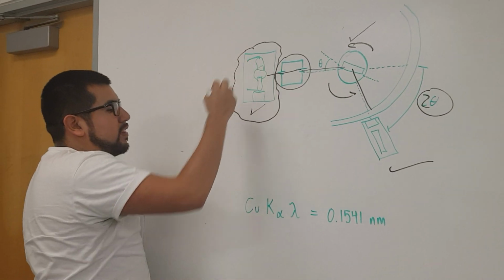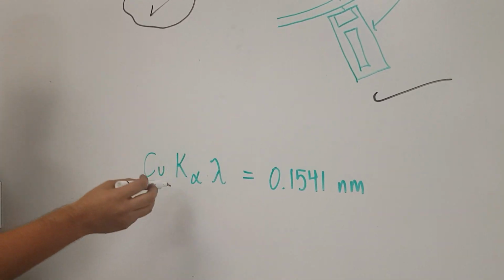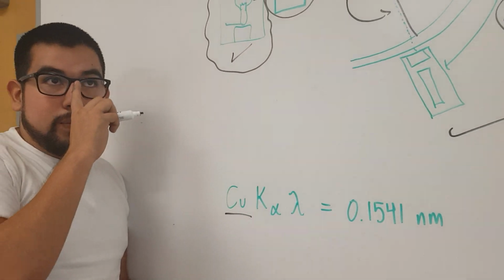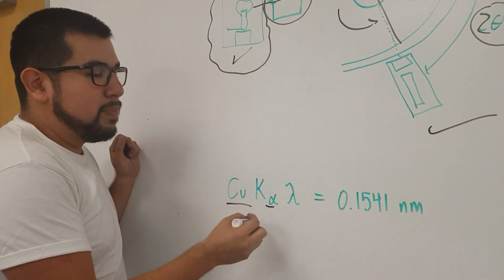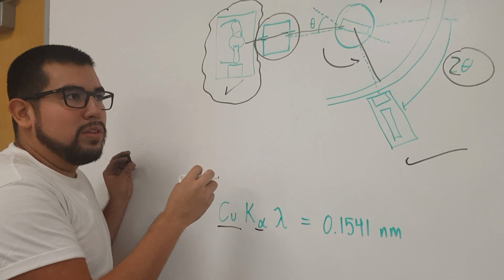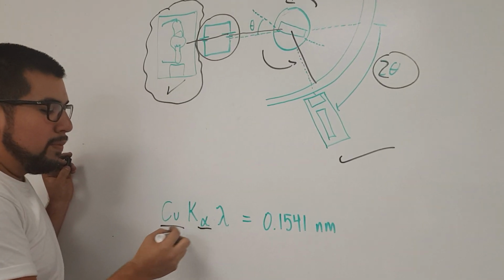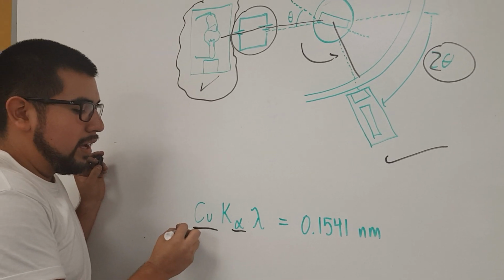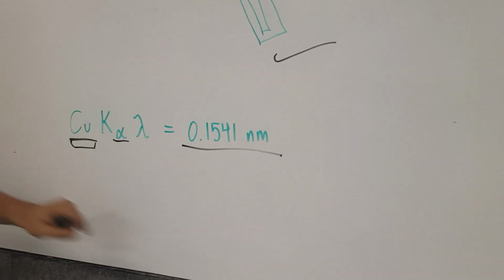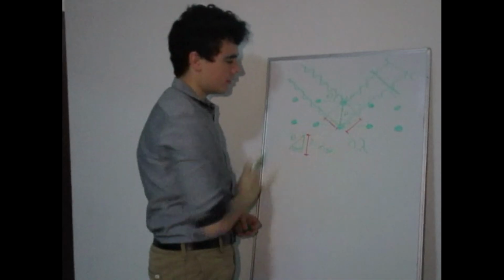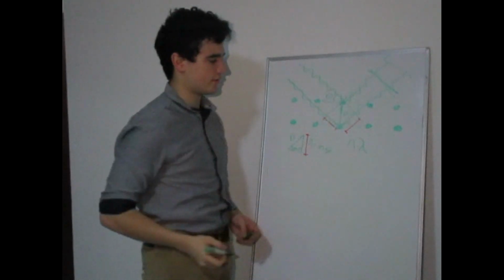The X-ray we used in this case was a copper one, and each X-ray has 2 characteristic wavelengths. One is alpha and one is beta. In this case, we don't care about beta, we care about alpha. So the alpha wavelength of X-ray with a copper cathode will be 0.1541 nanometers. So we have this triangle and we have the distance between planes.